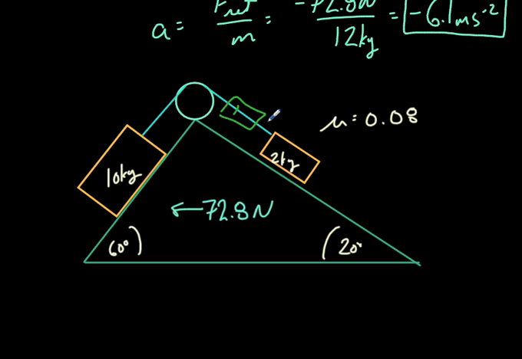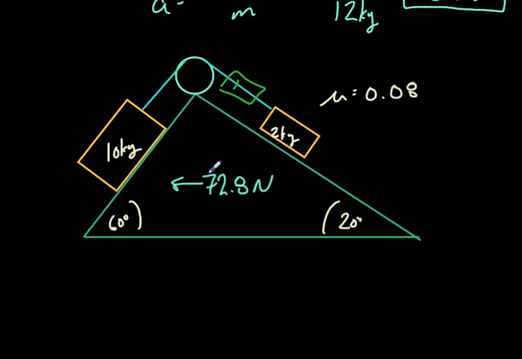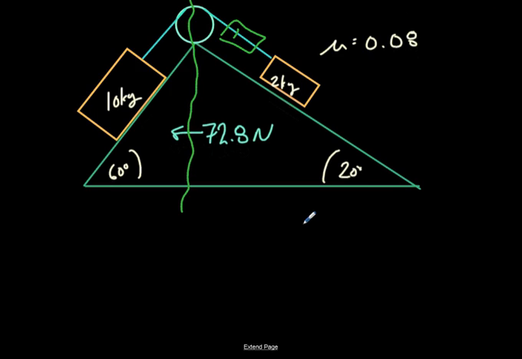So from the 2 kilograms perspective, tension is acting up and to the left. From the 10 kilograms perspective, it's acting up and to the right. In order to solve for tension, we simply look at half of this scenario. So let's split it in half down the middle. Let's only deal with this side. So let's figure out what's going on here.